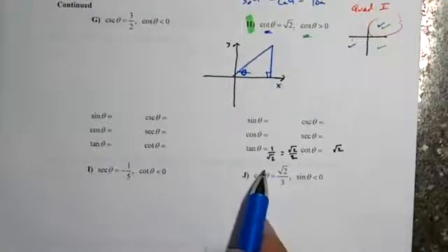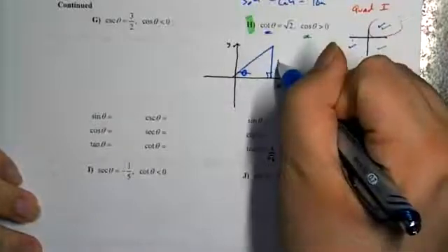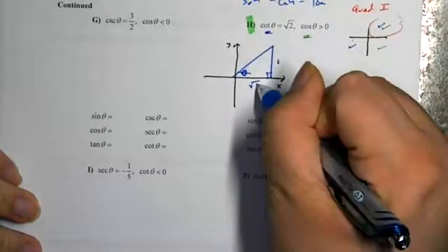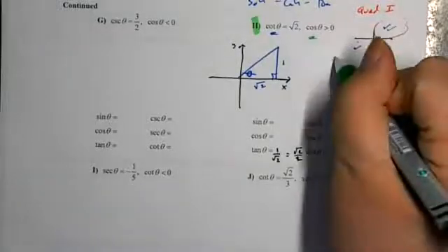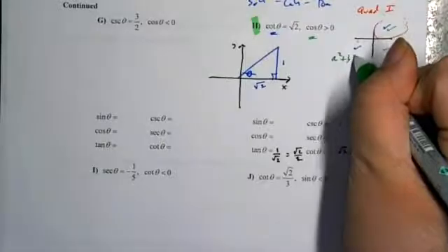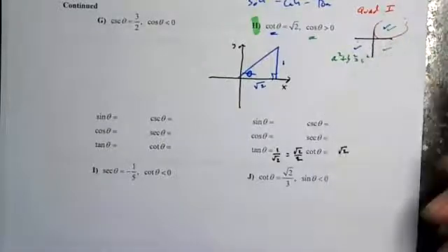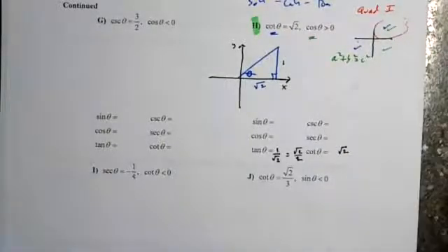Opposite over adjacent. Opposite, adjacent. So there's 1 and square root of 2. Now they're both in quadrant 1, so that means they're both positive. So all we need to do now is find that missing side. Those are both legs of the triangle, so I need to find the hypotenuse.